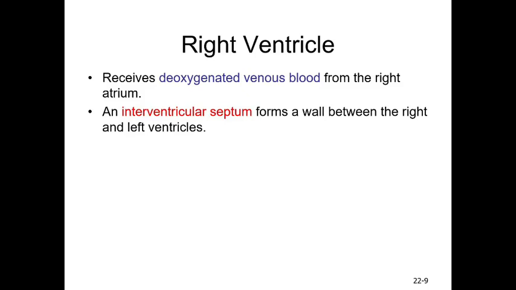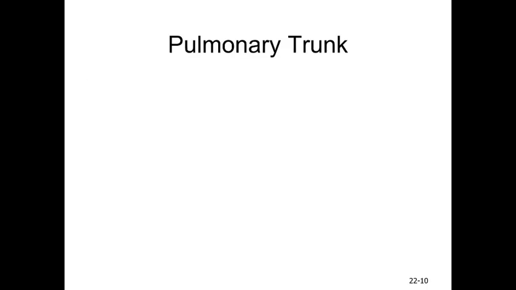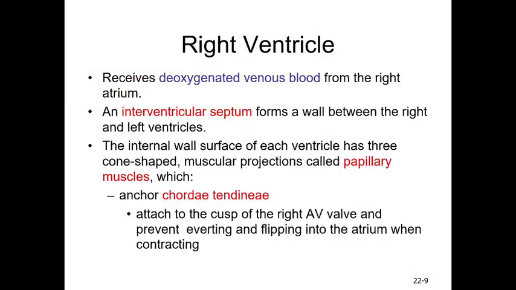Now that blue blood, that venous blood, is down in the right ventricle. In between the right and left ventricles, there's also a dividing muscular wall, and that is the interventricular septum. And of very great significance is that in the ventricles there are going to be muscular projections, cone-shaped muscles referred to as the papillary muscles.